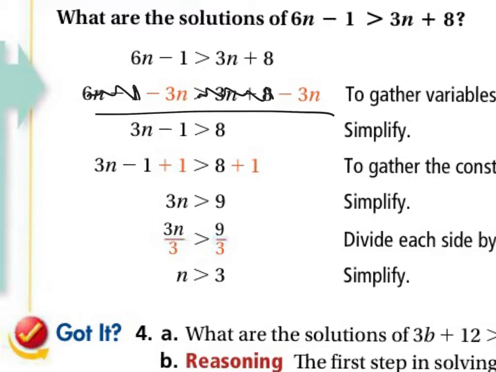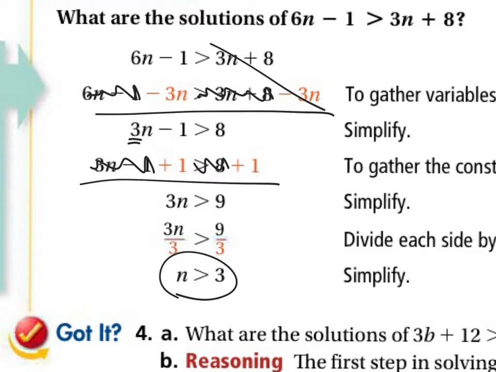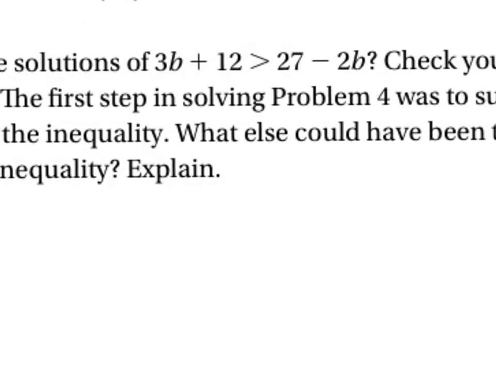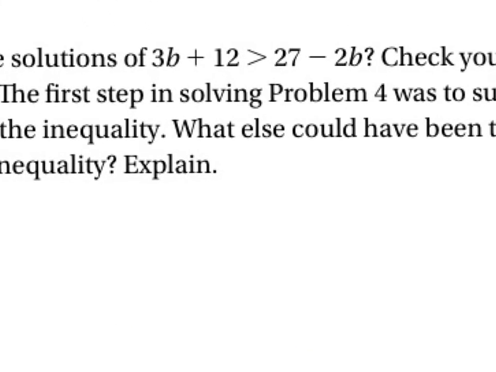So on this problem, 3n is less than 6n, so if you subtract 3n on both sides, that gives us a positive coefficient to work with. And then they're subtracting, so if you add 1 on both sides and then divide by 3, you can see we didn't have to divide by a negative, we didn't have to change our inequality symbol direction, so n is greater than 3 would be the answer there. So if you look at the got it 4a, we're just going to work this one out.